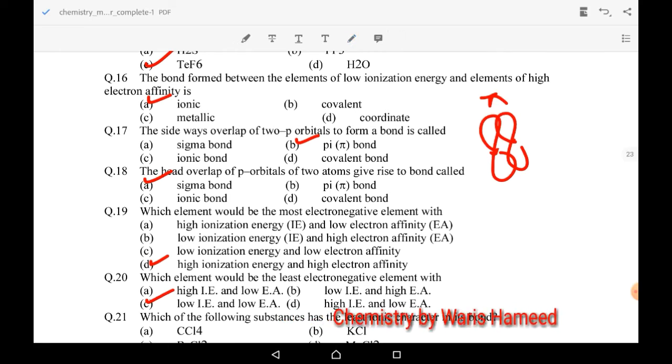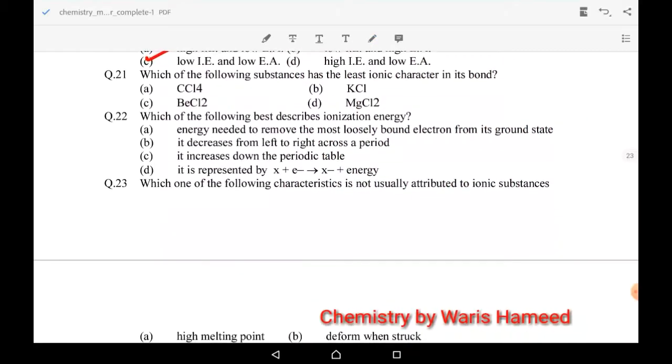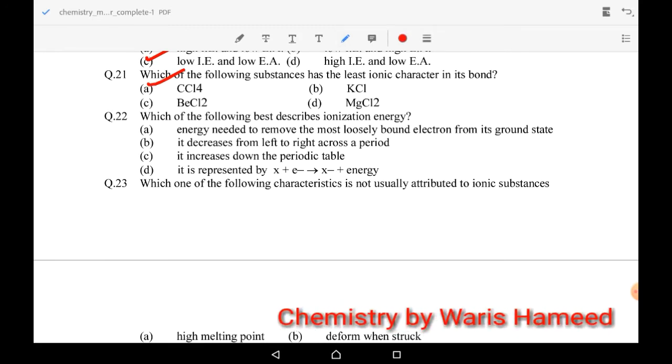Next MCQ. Which of the following substances has the least ionic character in its bonds? It's CCl4. Carbon tetrachloride will have the least ionic character.